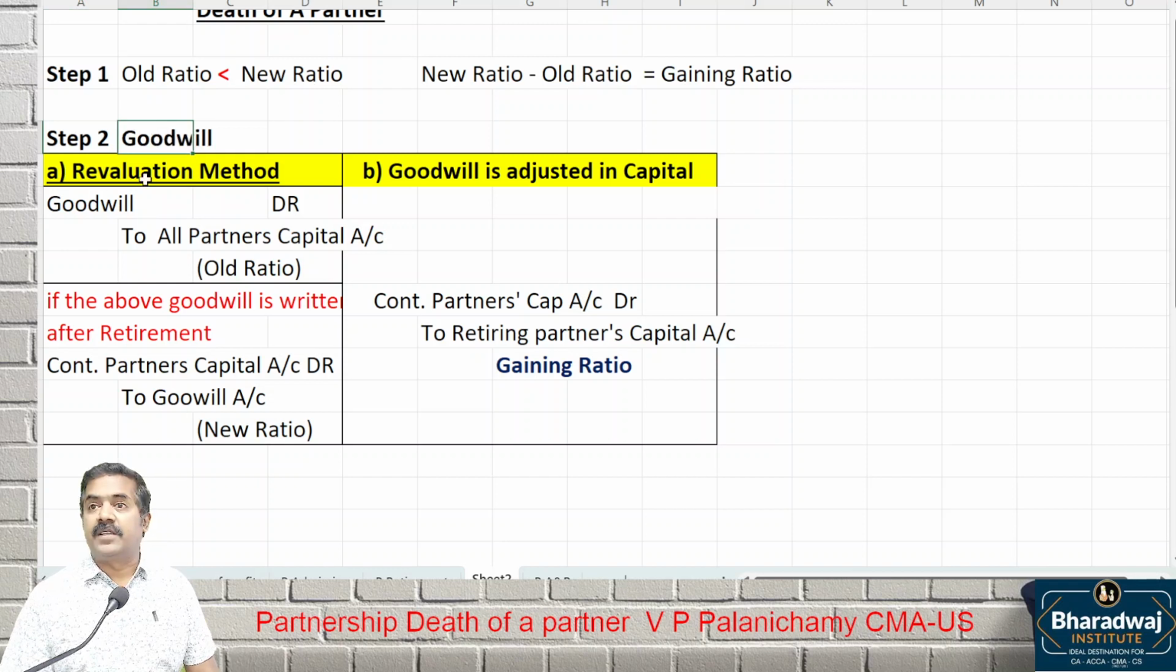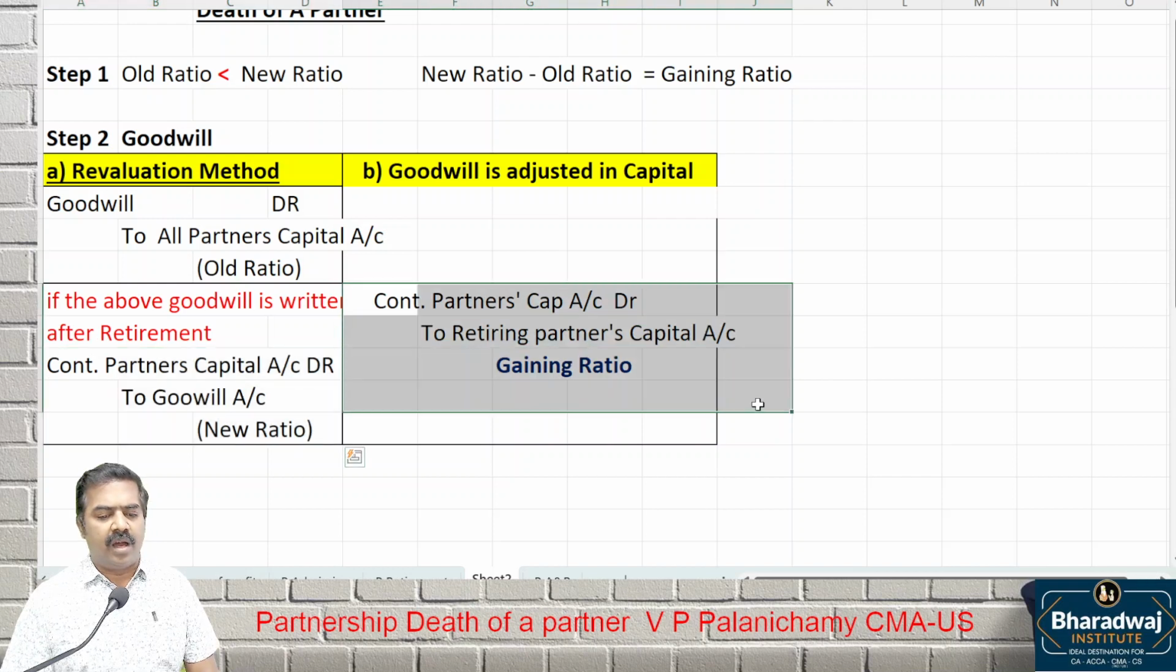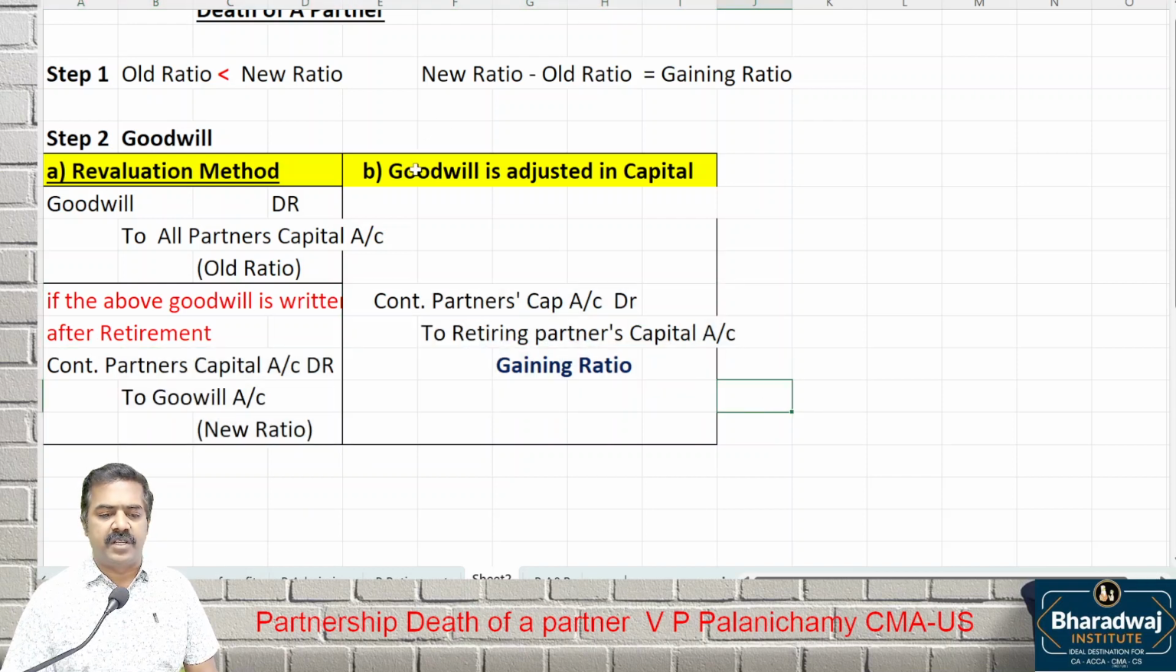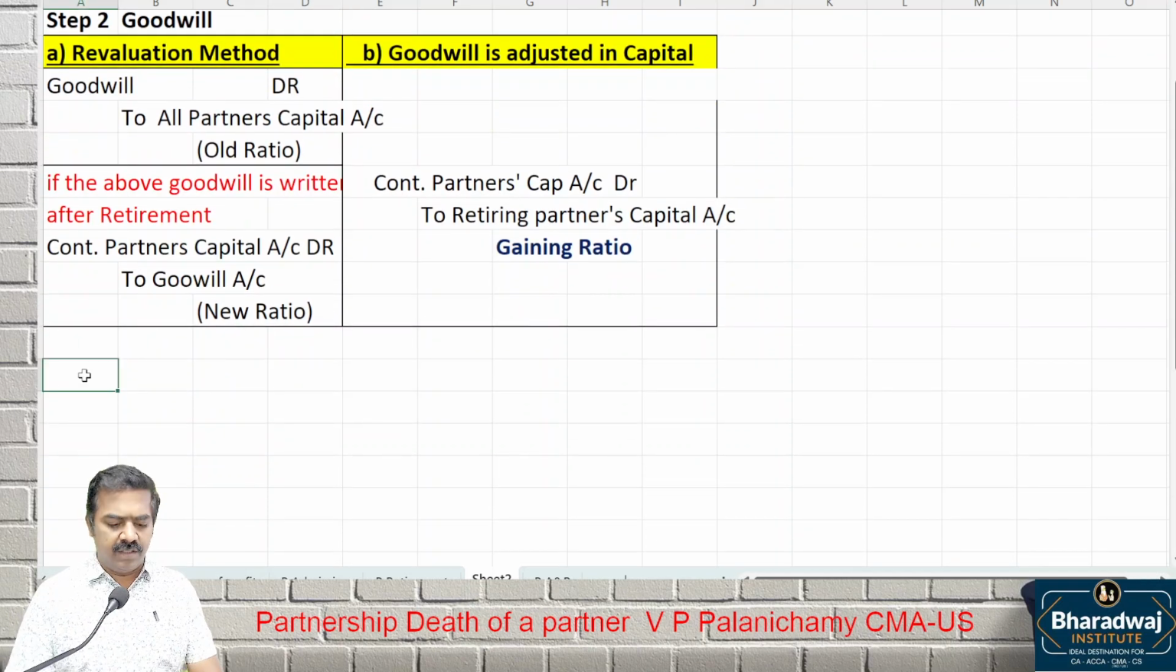What do you mean by same as retirement? What are the two options? One is raise the goodwill to all partners and write off the goodwill to the continuing partners in new ratio, or just adjust through capital account in which ratio? Gaining ratio. So this one is same as which one? Retirement. Next, step 3 is going to be different.